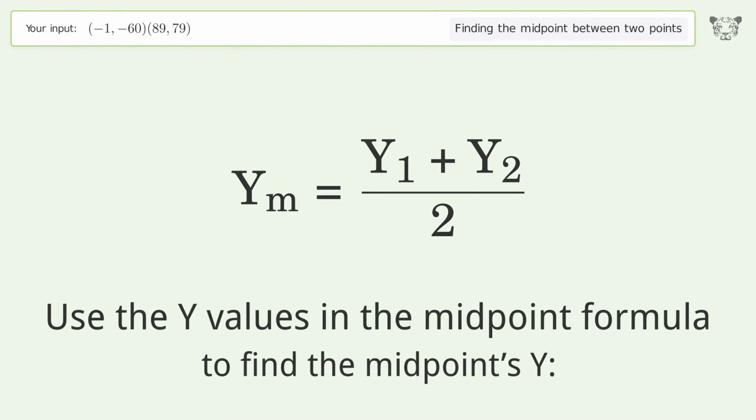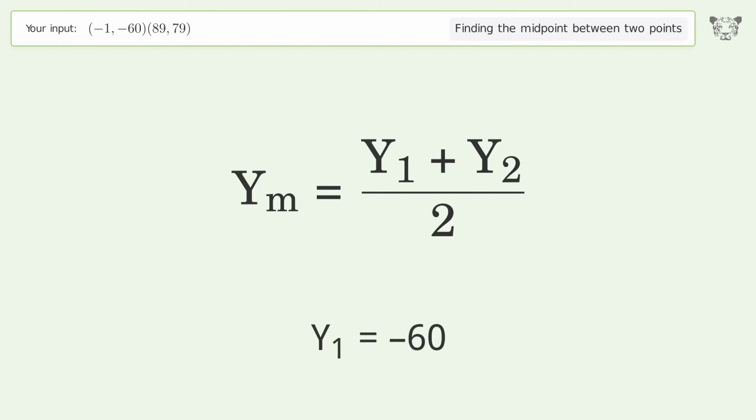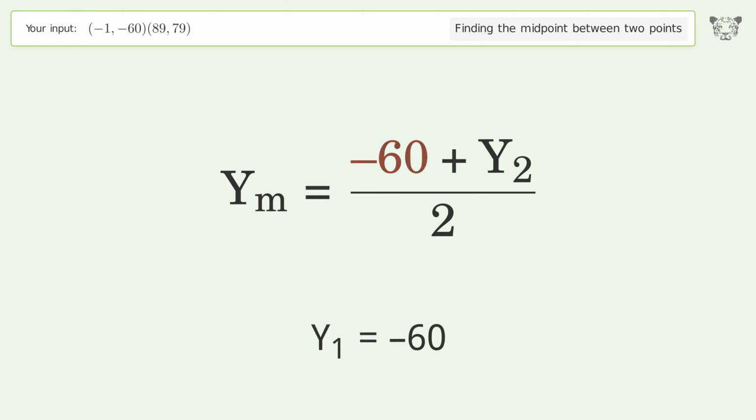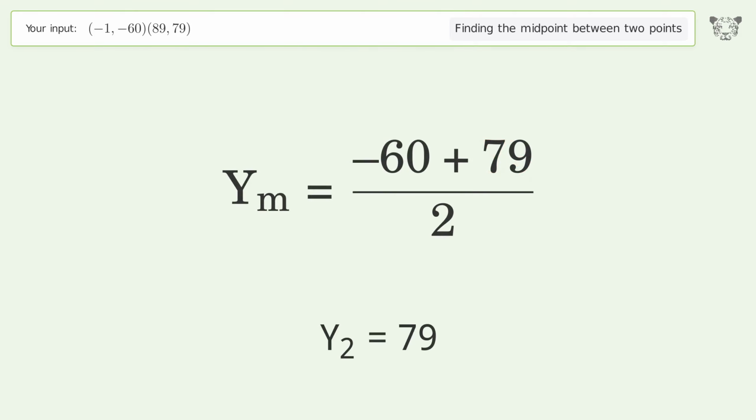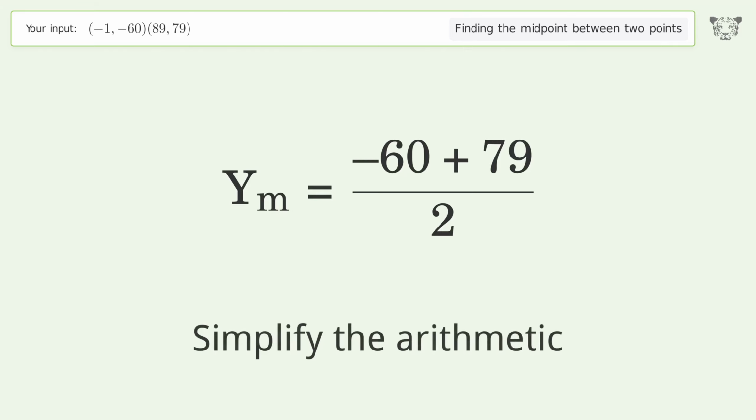Use the y values in the midpoint formula to find the midpoints y. y1 equals -60. y2 equals 79. Simplify the arithmetic.